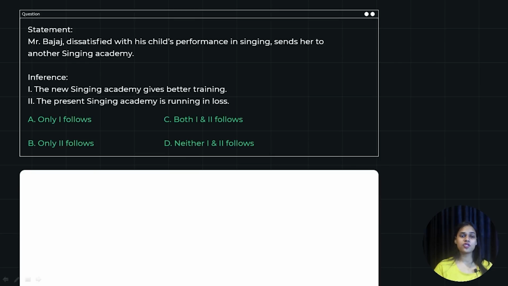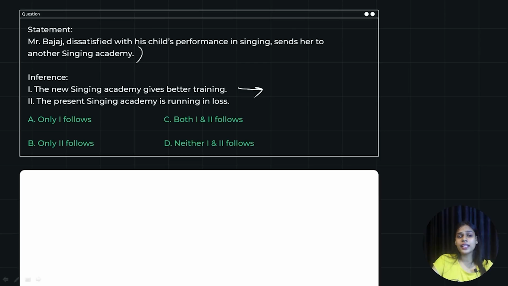Okay, let's start solving now. All right. Mr. Bajaj, dissatisfied with his child's performance in singing, sends her to another singing academy. Inference. The new singing academy gives better training. The present singing academy is running in loss. Now let's see the first statement. The new singing academy gives better training.